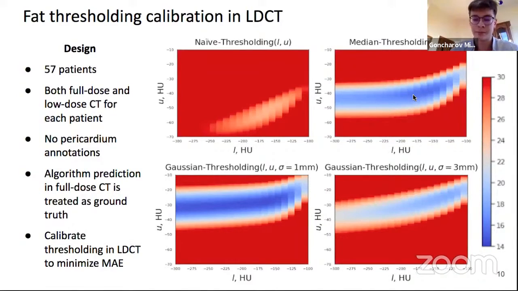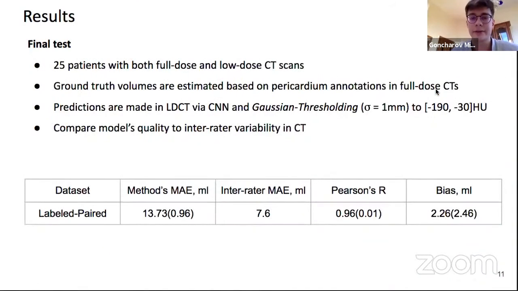So we ended with this approach, and now we have a pipeline for predicting the epicardial fat volume in low dose image. We first apply our neural network, our UNet, and then apply Gaussian thresholding. So to finally assess the quality of this pipeline, we collected one more data set, which contains 25 patients with both full dose and low dose CT images.